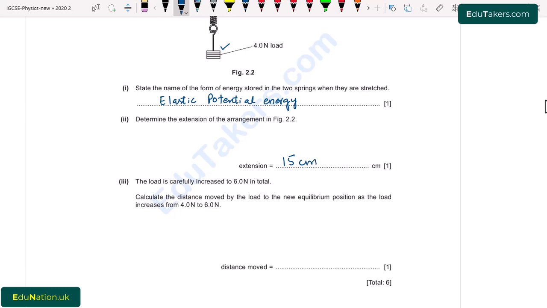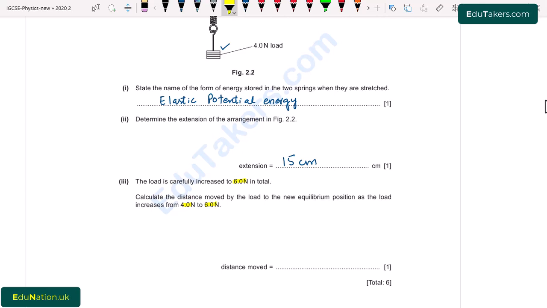Part 3. The load is carefully increased to 6.0 newton in total. So we have to increase the load to 6.0 newton. Calculate the distance moved by the load to the new equilibrium position as the load is increased from 4 newton to 6 newton. So here you can see that first the load is 4 newton and then we increase it and it becomes 6 newton. And we have to calculate the distance that the spring moves. Or simply I can say that we have to find out the extension.